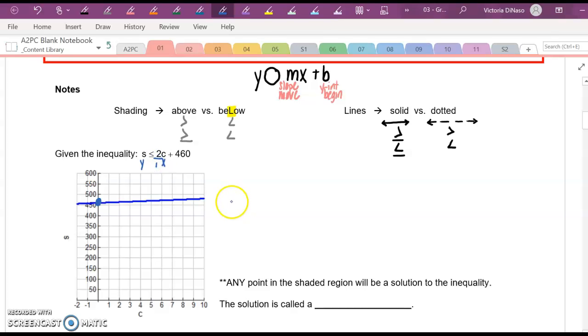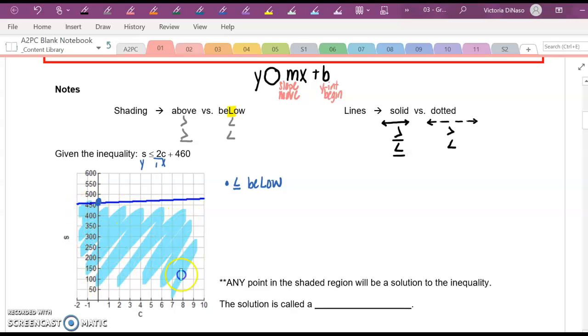All right, so I know that we are shading for less than or equal to. We're shading below the line. So therefore, I'm going to go ahead and shade below this line. Since I shaded below this line, that means any point in this shaded region will be a solution to the inequality, and it's called a half plane.